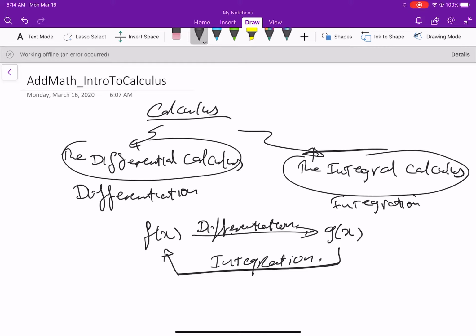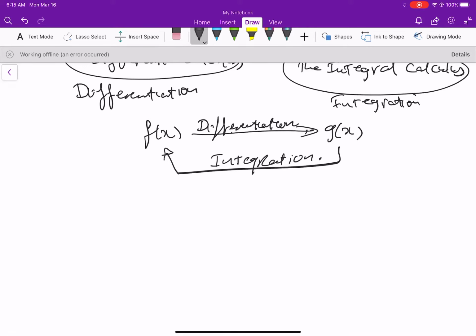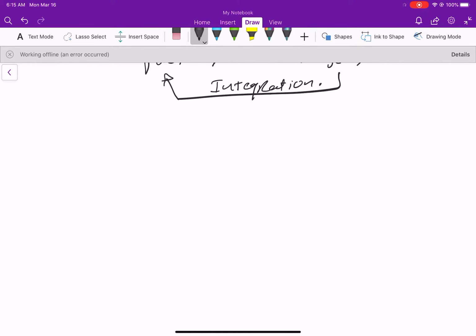Now, we're going to start with the differential calculus. What does that mean? Differentiation.